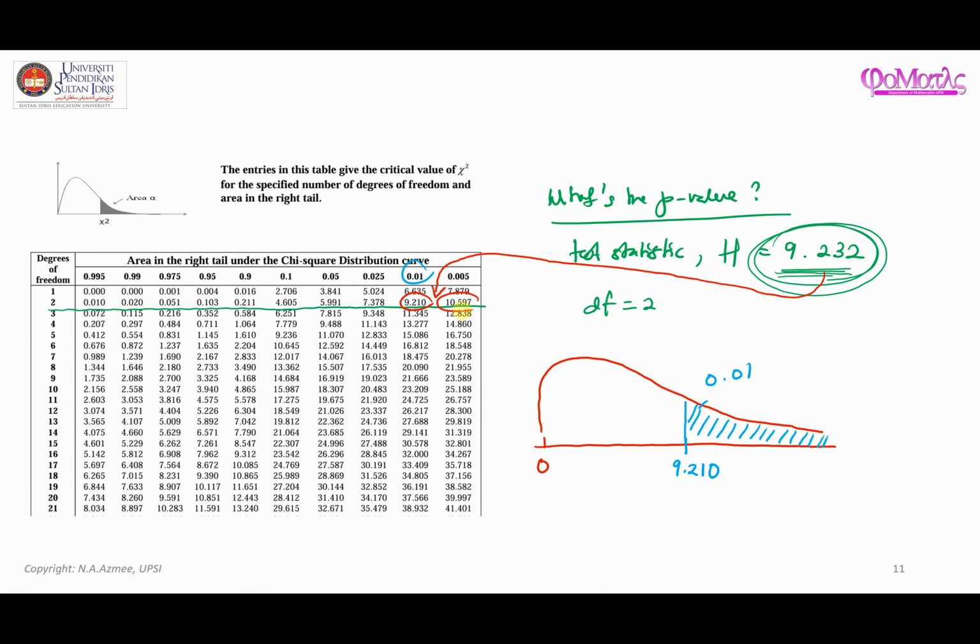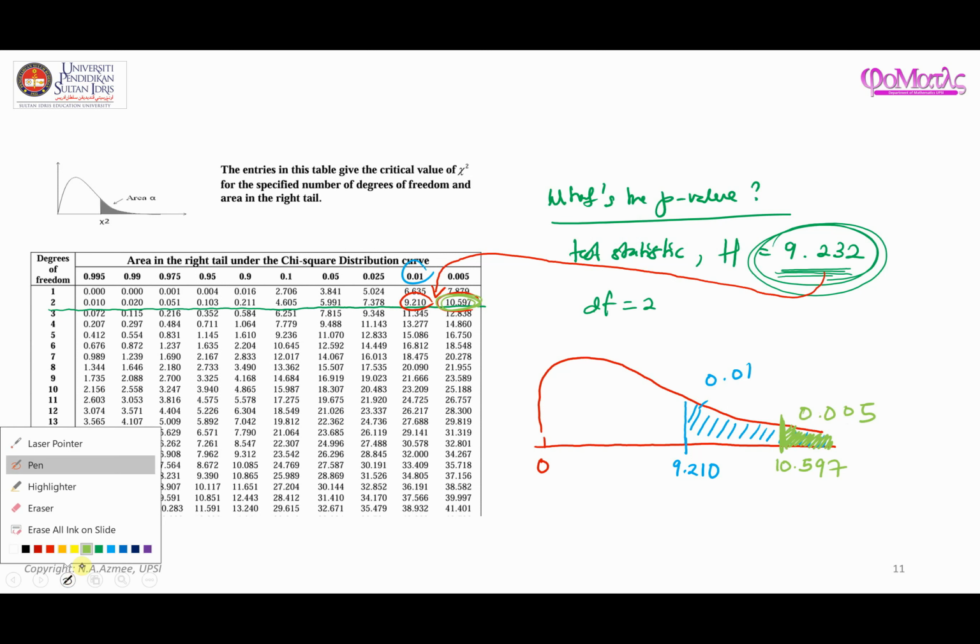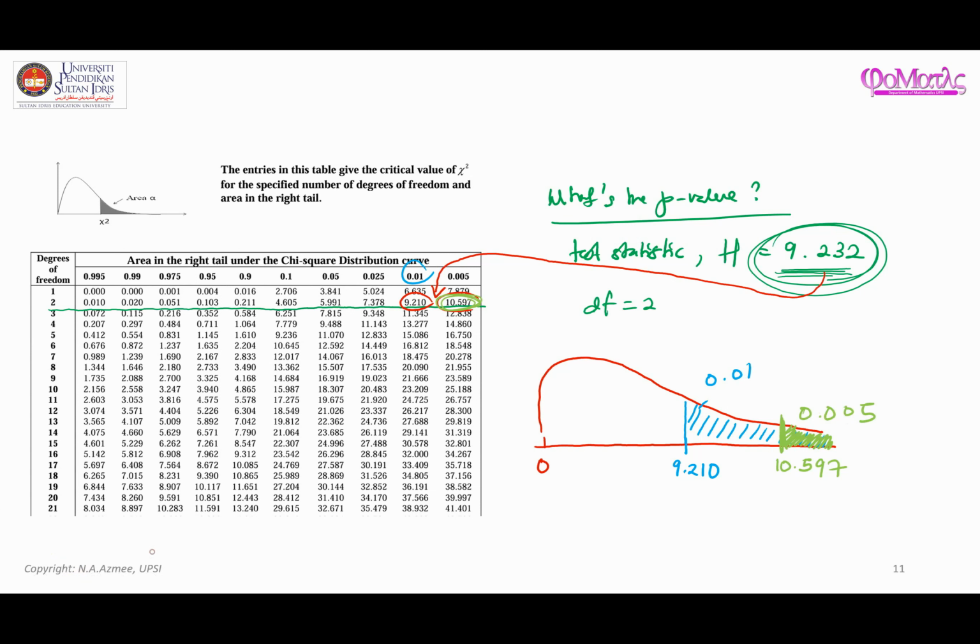Now for this one here, 10.597. It could be somewhere here. Basically, it says the area from this point to the right is smaller, which is 0.005. Therefore, the position of your test statistic, this is the test statistic, is between the two values here. It could be somewhere here. So this is 9.232.